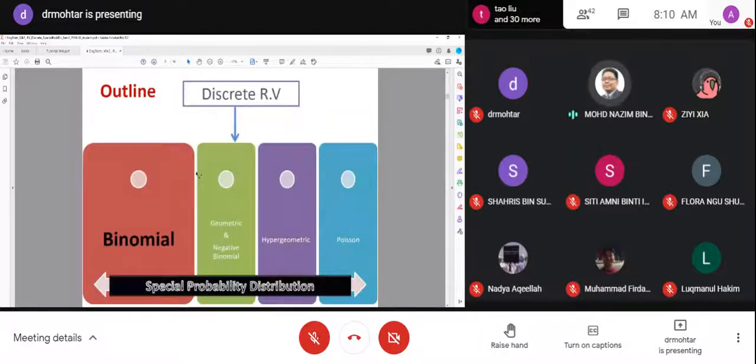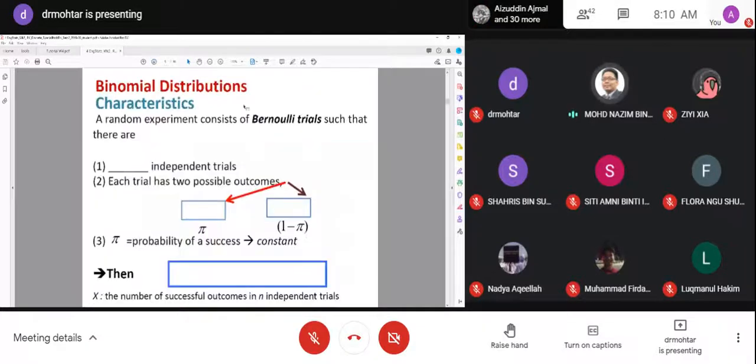Okay, so let's look at binomial probability distributions. Before that, let us introduce what Bernoulli trials are, the characteristic of binomial distributions.